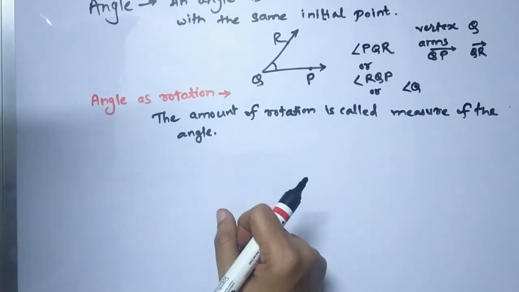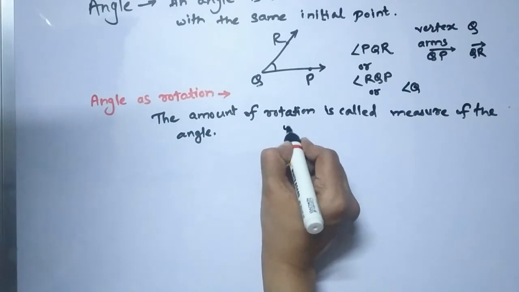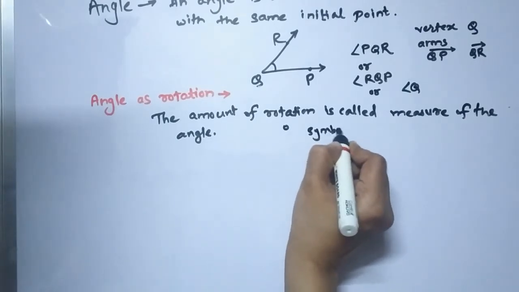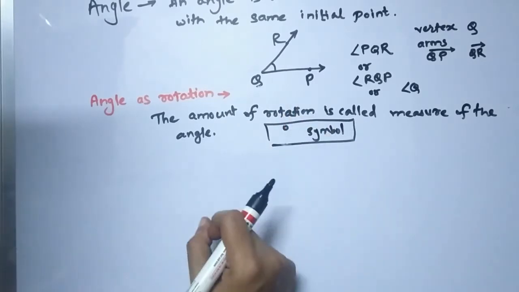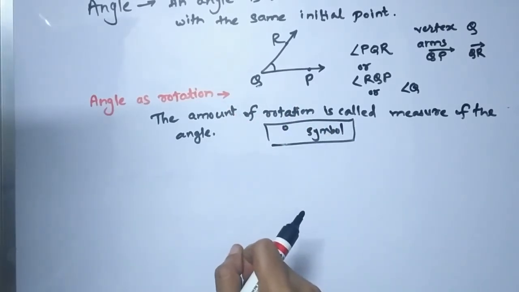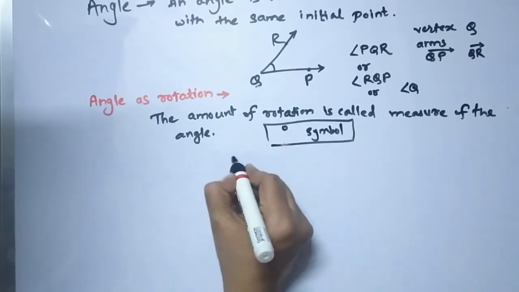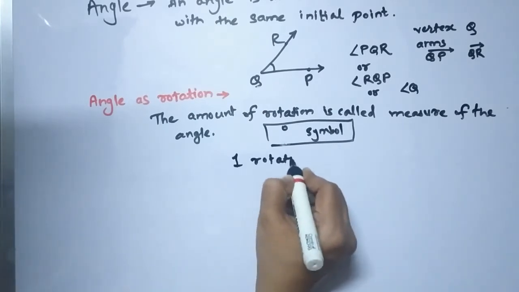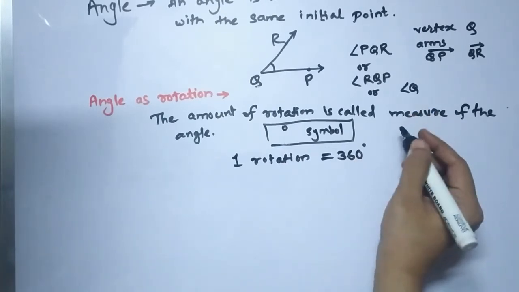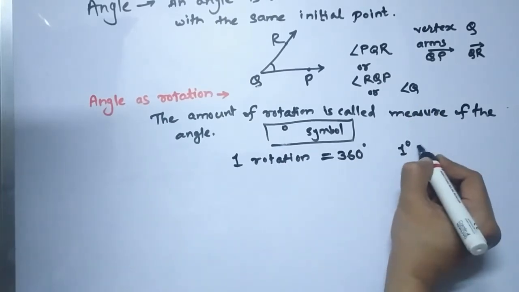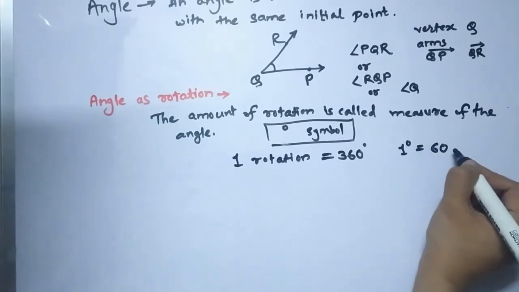For example, the degree is the unit for measuring the angle, and here you can use this degree symbol. One complete turn or rotation about the vertex is divided into 360 equal parts. So one complete rotation is equal to 360 degrees. And 1 degree is divided into 60 equal parts.